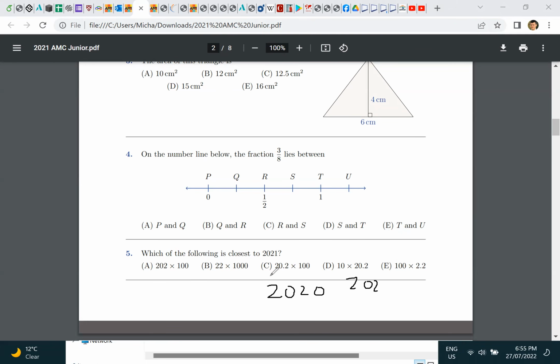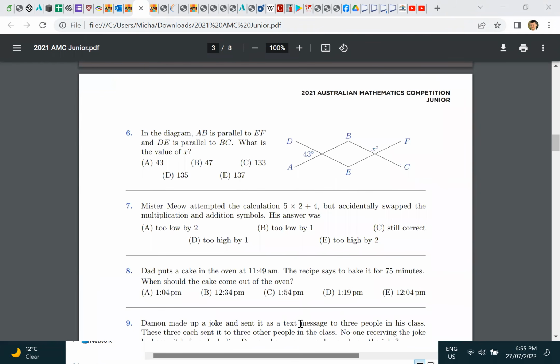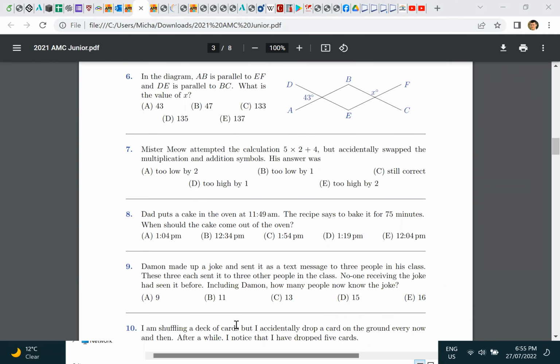And you say you thought it was A, Michael. So you've got to think about it more. Oh yeah, it is C. Because 20 times up is 2000. 2 is 2021.